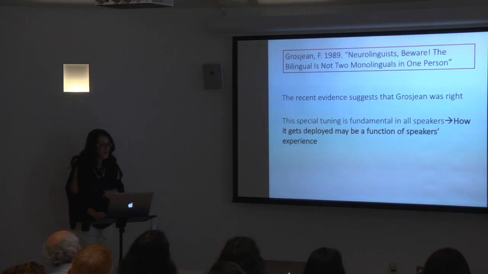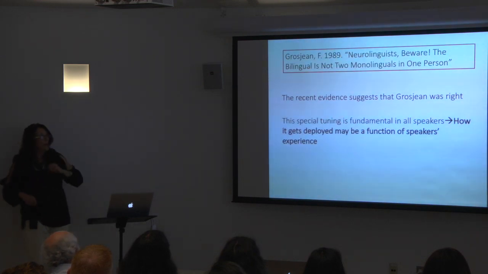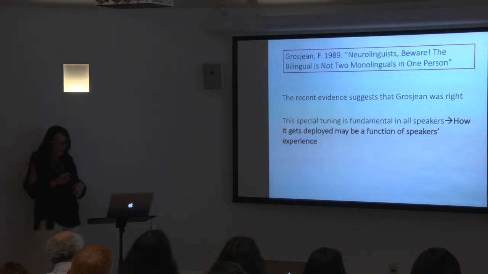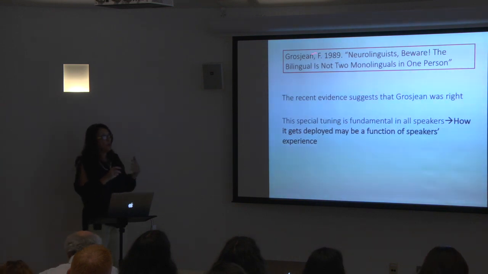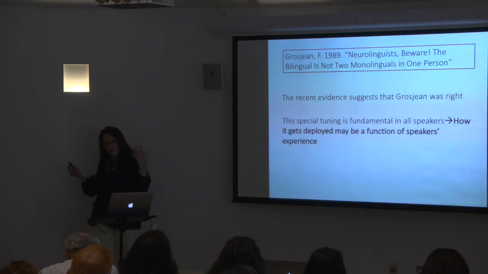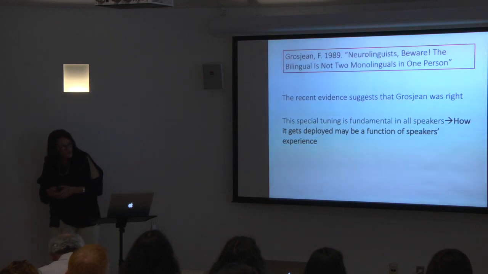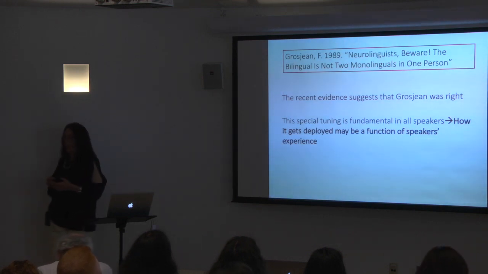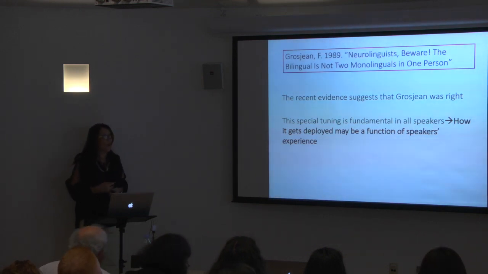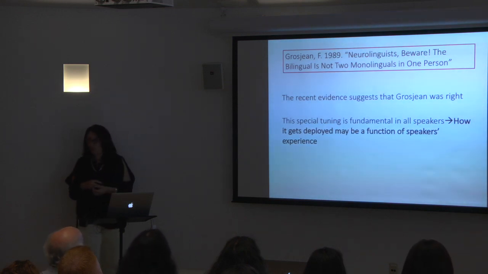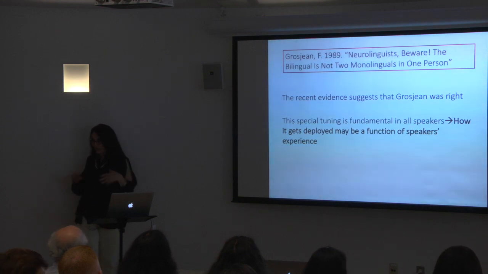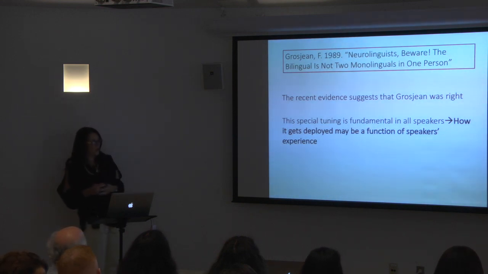And I'm going to borrow a line from my colleague Judy Kroll. An important researcher, François Grosjean, once published a paper saying, neurolinguists, be aware, the bilingual is not two monolinguals in one person. And in fact, this is the conclusion that we're reaching here.